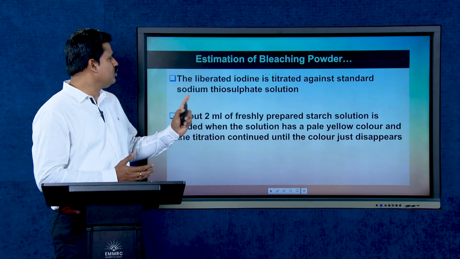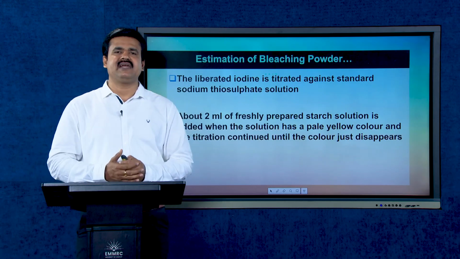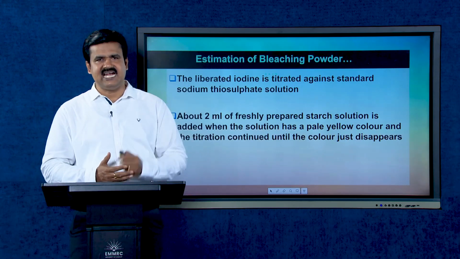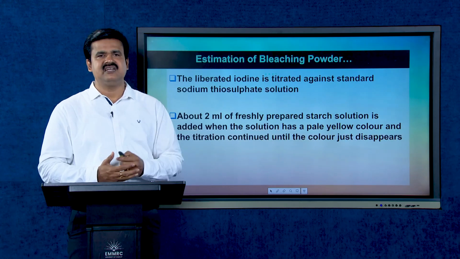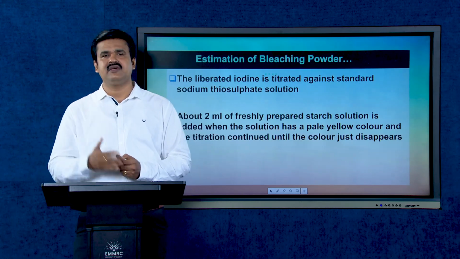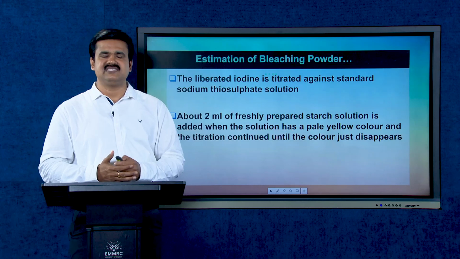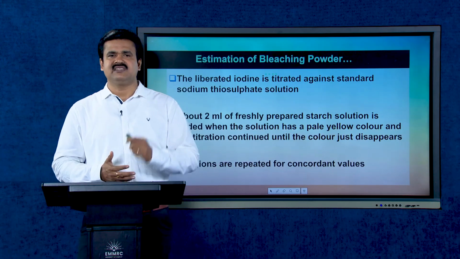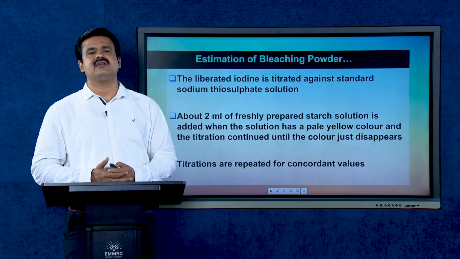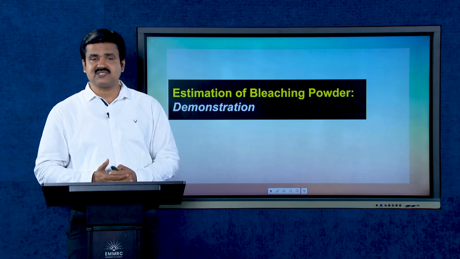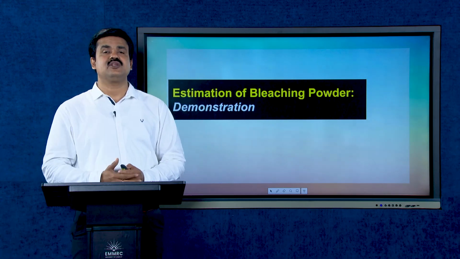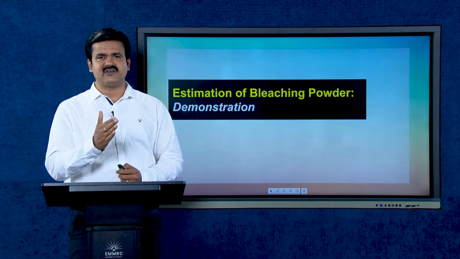About 2 ml of freshly prepared starch solution is added when the solution has a pale yellow color and the titration is continued until the blue color just disappears. The titrations are repeated for concordant values. Now we are demonstrating the estimation of bleaching powder over to the experiment.